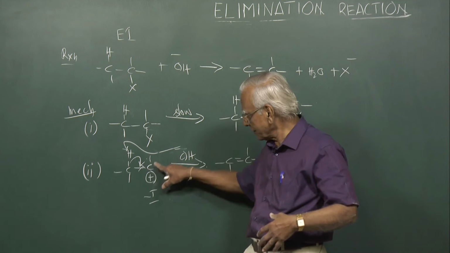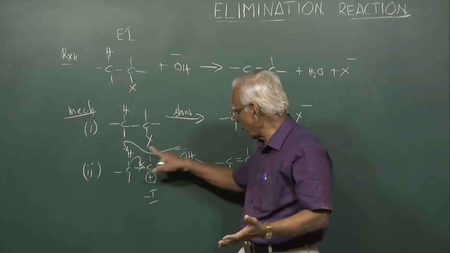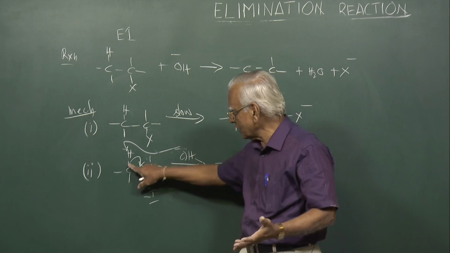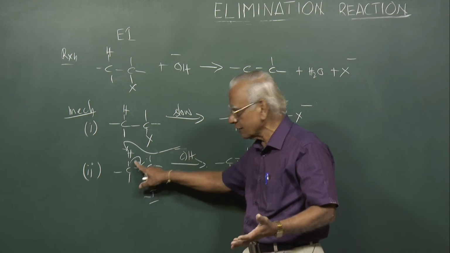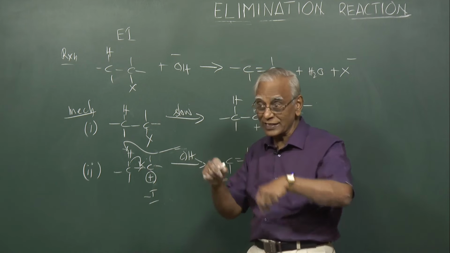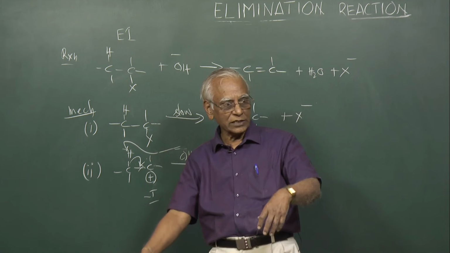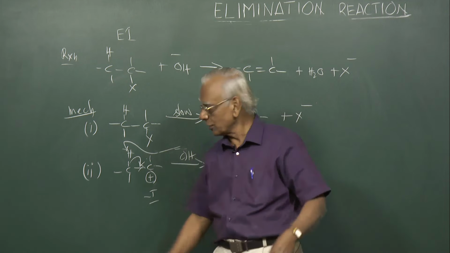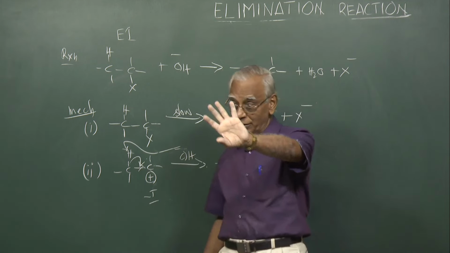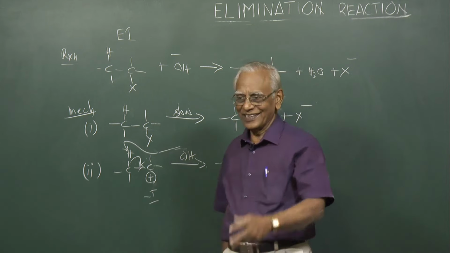Which bond is broken? This is broken. There is a formation of hydrogen-oxygen bond. There is a cleavage of carbon-hydrogen bond. There is a formation of carbon-carbon pi bond here. Two bonds are formed, one bond is cleaved. So the amount of energy given out is slightly greater. But the overall reaction is going to be an endothermic process. Understand? Which is difficult. Explanation number one.